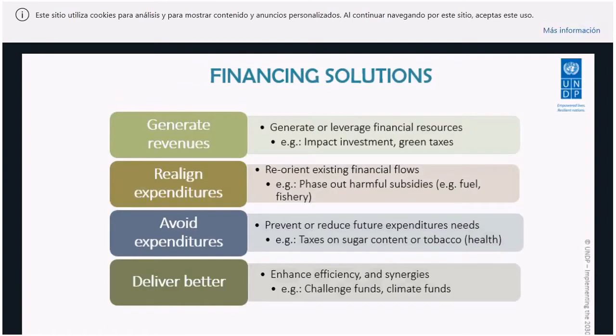And we were also talking about how the fiscal toolkit can help us to generate revenues, to realign expenditures, to better our policies, right?